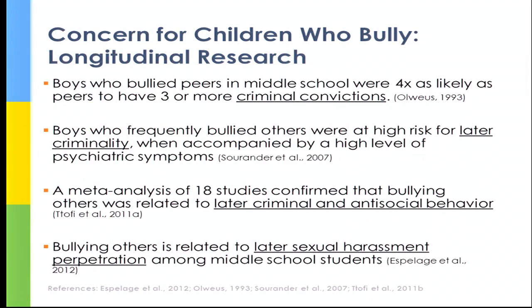What do we know about long-term concerns about children who bully? Longitudinal research following children who bully also indicates there is good reason for concern. For example, a meta-analysis of 18 different studies found that bullying others was related to a greater likelihood of being involved in later criminal behavior and antisocial behavior. As another example, Dorothy Espelage and colleagues recently found that bullying others was associated with later sexual harassment of others among middle school students.